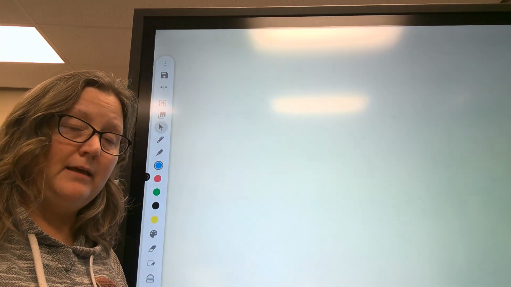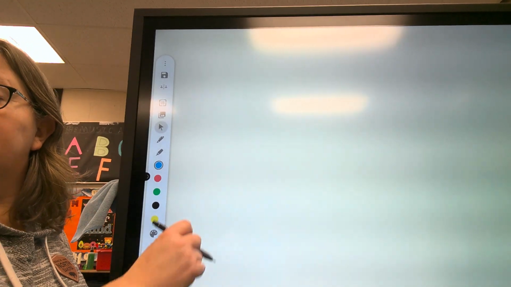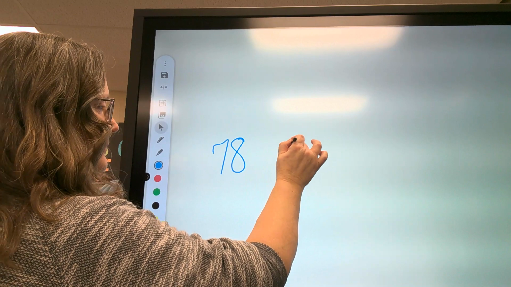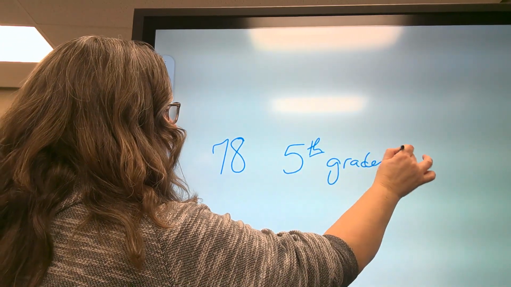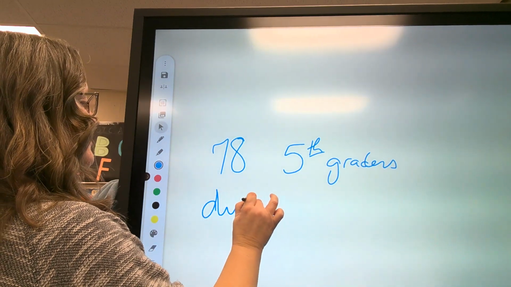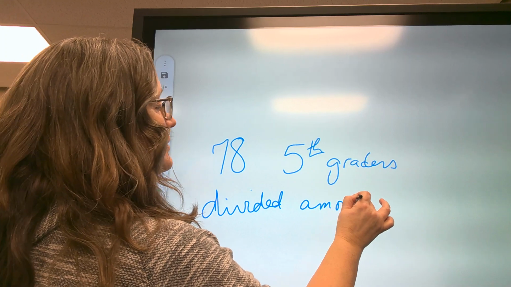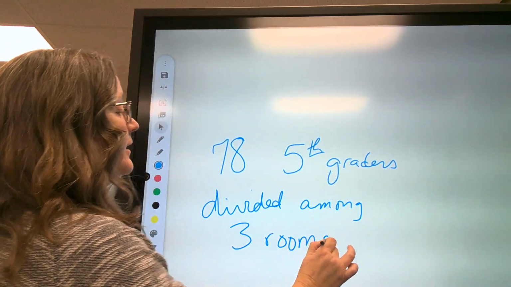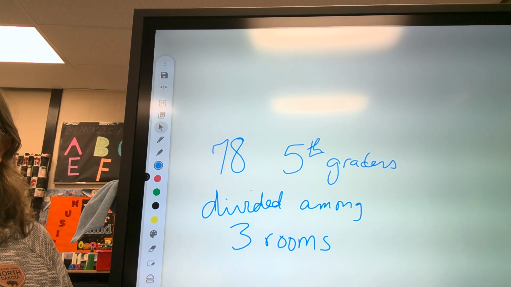Okay, follow along as Raina reads the problem there for me in italics, that paragraph. The 78 fifth graders at Washington School will be divided equally among 3 classrooms. How many students will be in each classroom? All right, so I have written down, as Raina read it, the information that I might need to solve this.